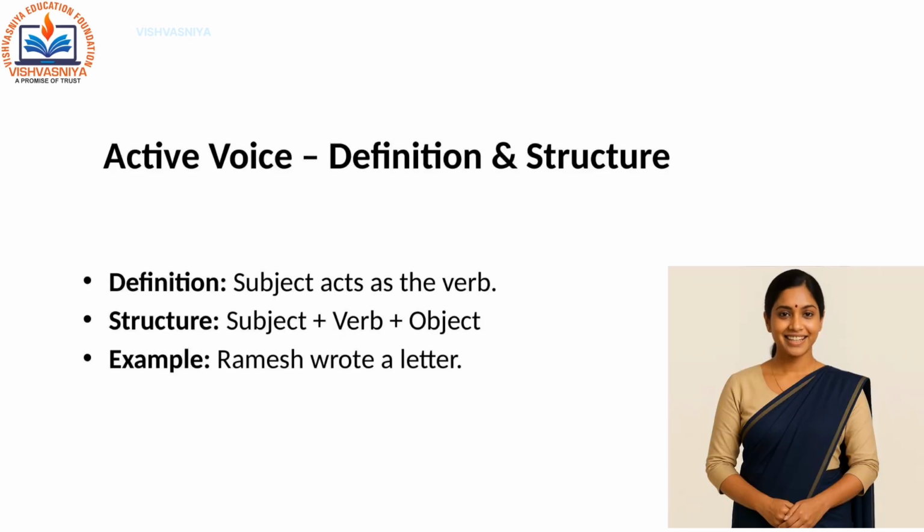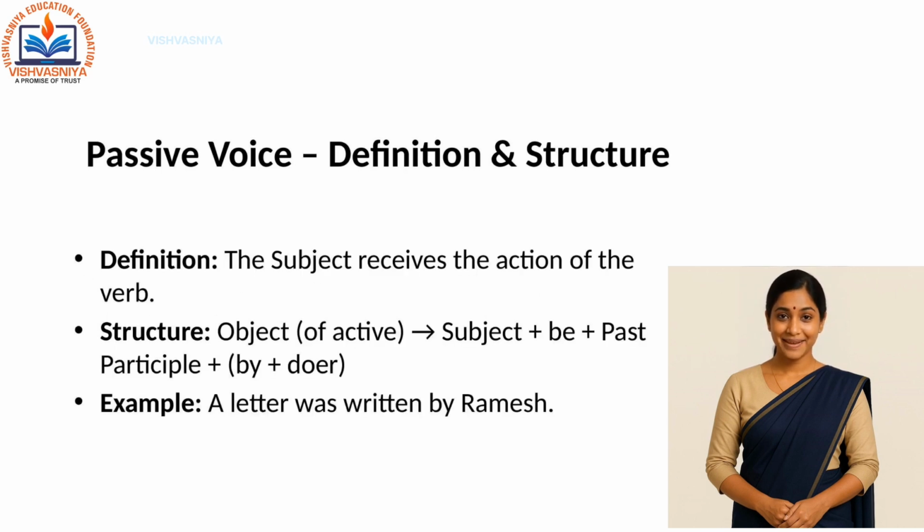In active voice, the subject is the doer. For example, Ramesh wrote a letter. Here, Ramesh is performing the action of writing. In passive voice, the subject is the receiver of the action. The object in the active sentence becomes the subject in the passive. For example, a letter was written by Ramesh.